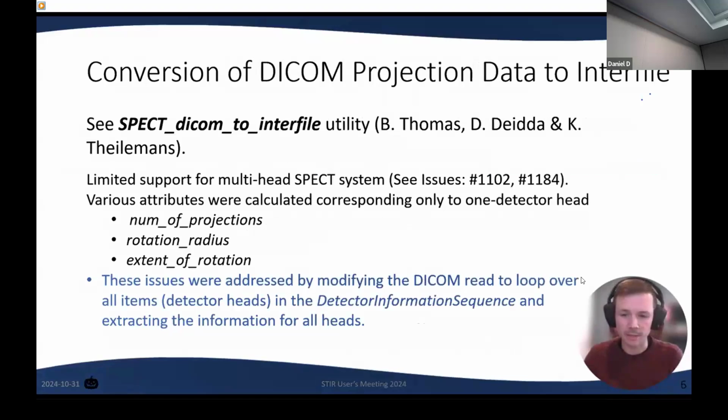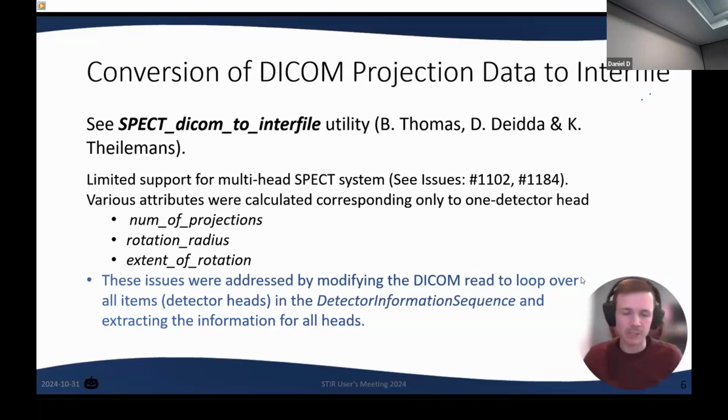Some of the work that we've actually had a chance to do since starting with STIR is mainly involving this support for DICOM, like I've been saying over and over again. So we've looked closely at the utility SPECT DICOM to Interfile that was written by Ben Thomas, Daniel Deidda, and Chris Thielemans, and looked at making modifications to it to support SPECT projection data that were acquired on multi-head SPECT cameras. There are some current issues, 1102 and 1184, on the GitHub issue page that are related to this. These are some of the things that we've been trying to tackle at the outset, and we've had some success with, which is great.